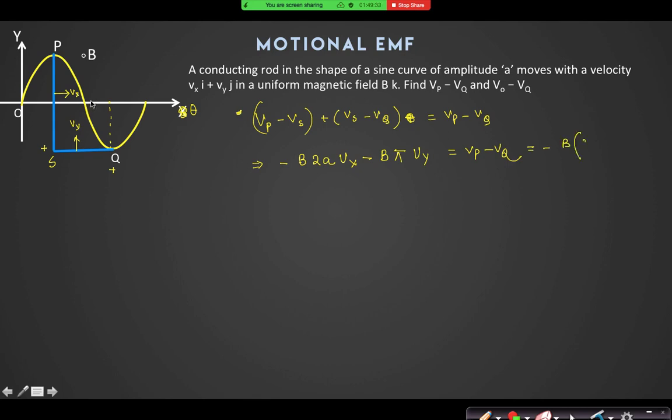Minus B into 2A vx plus pi into vy. Have you got this one as your answer?